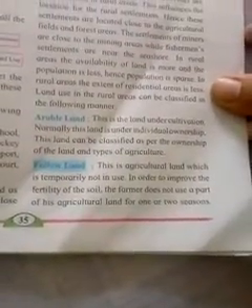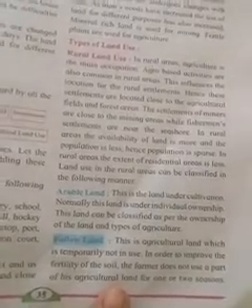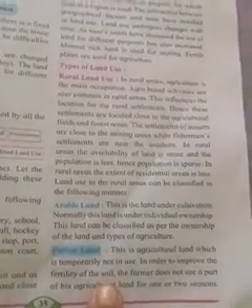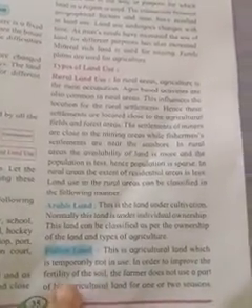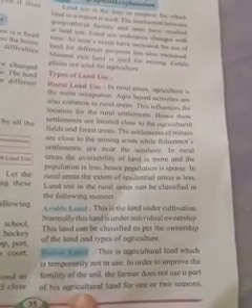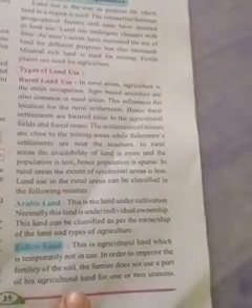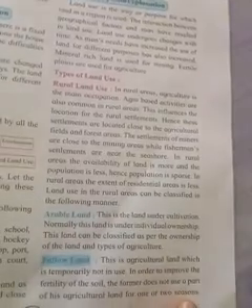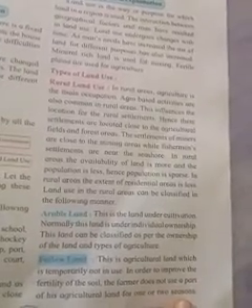That means in this fallow land, this agricultural land is temporarily not in use. That means this type of land is used temporarily? No, this land is used continuously, in order to improve the fertility of the soil. That means in this type of land people improve the fertility of the soil. The farmer does not use part of his agricultural land for 1 or 2 seasons.